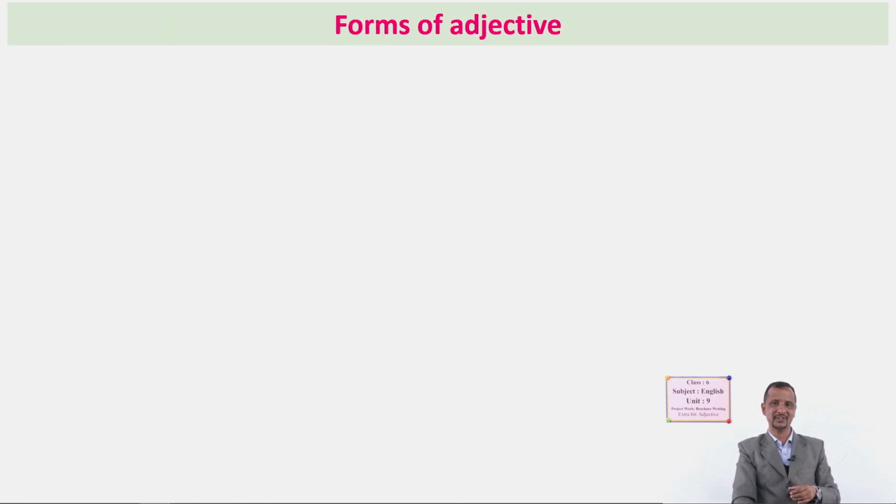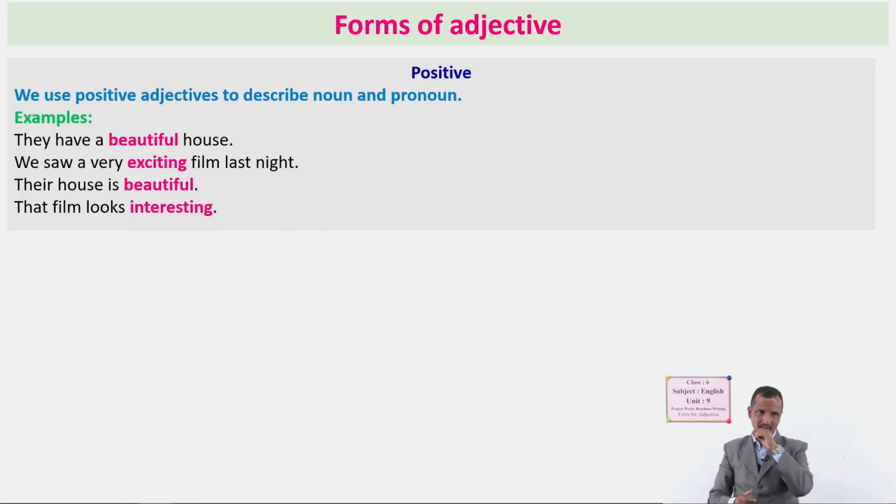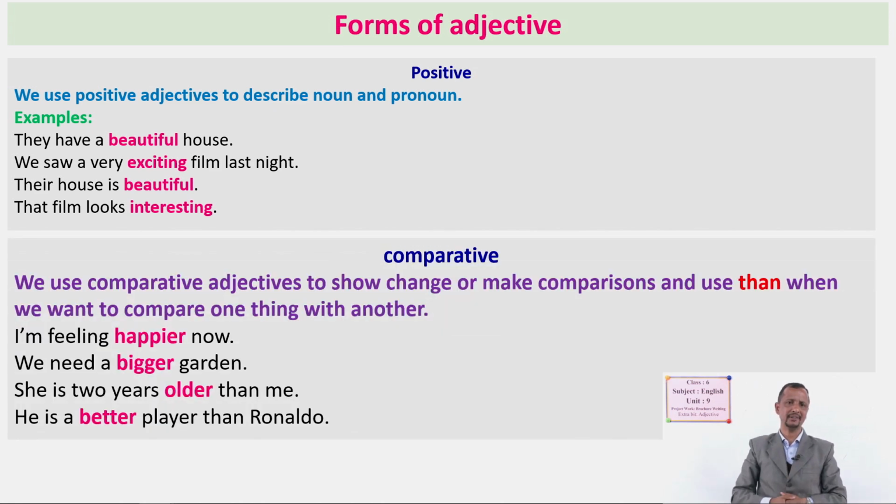Well, very good. Now, the forms of adjective, the first what? Positive. We use positive adjectives to describe a noun and pronoun, which we already discussed. Examples, you can see: They have a beautiful house. We saw an exciting film last night. The house is beautiful. That film looks interesting. We already discussed and learned these sentences. That is positive.